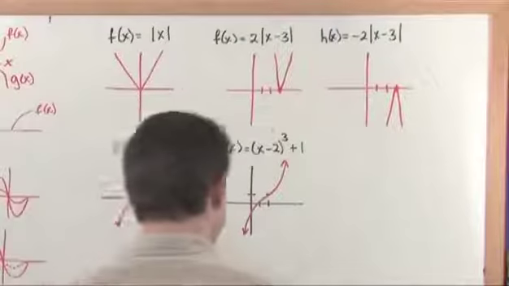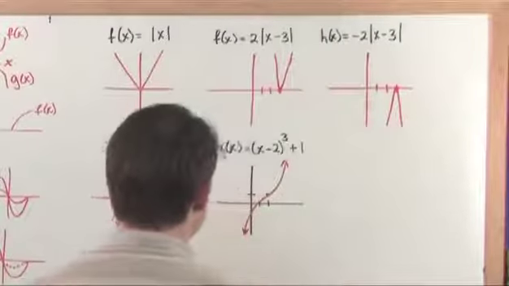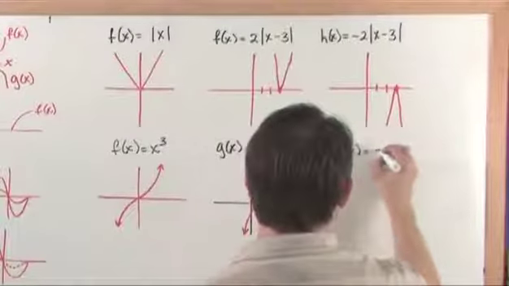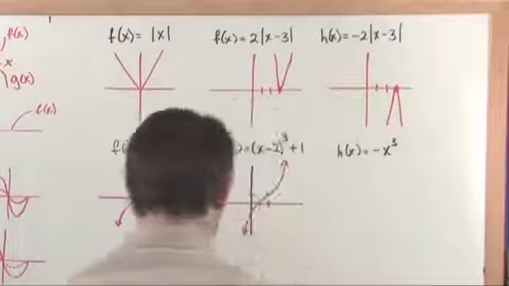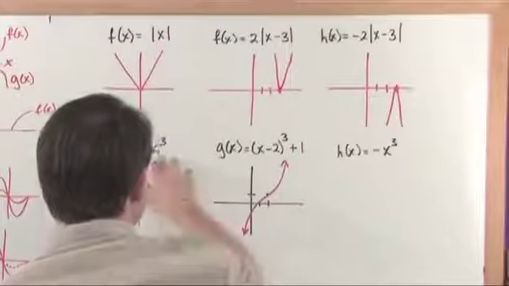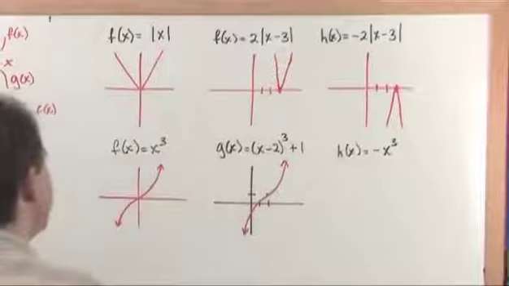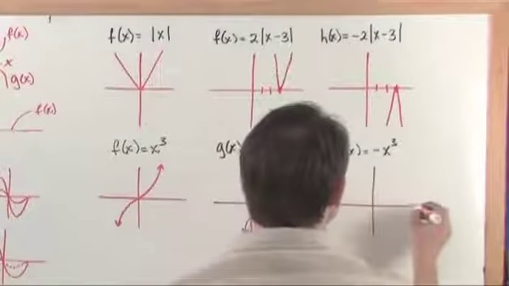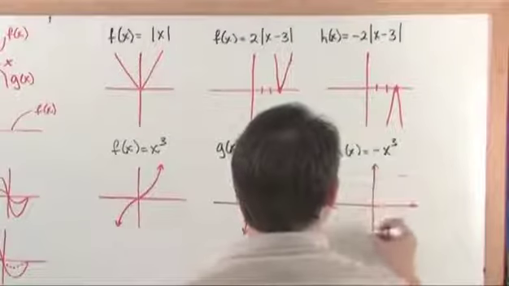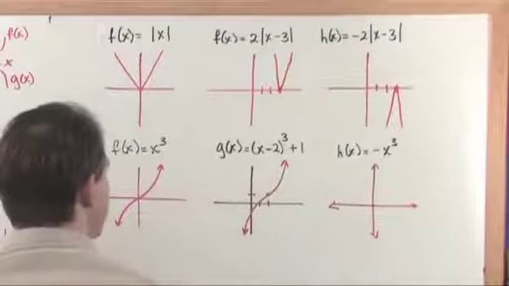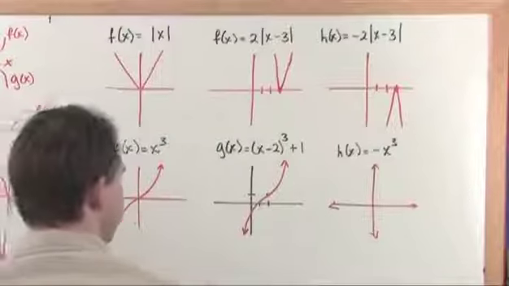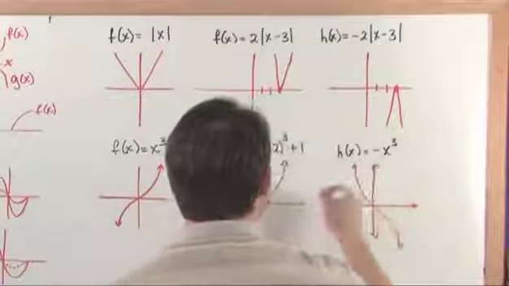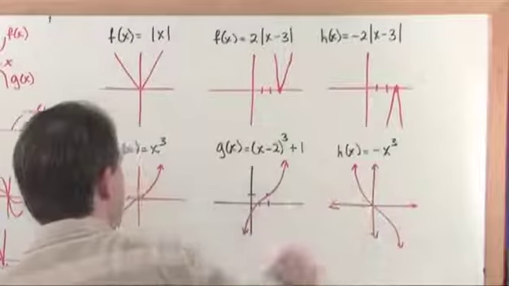Okay, and what if I wanted to do something like h of x is equal to negative x cubed? Okay, well, this one looks exactly like this function, except there's a negative sign there, which means that I'm going to reflect it and flip it over the x-axis. Okay, so what this is going to look like is, it's basically going to look the same, except it's going to be flipped like this. And you can see that this is the mirror image of that.